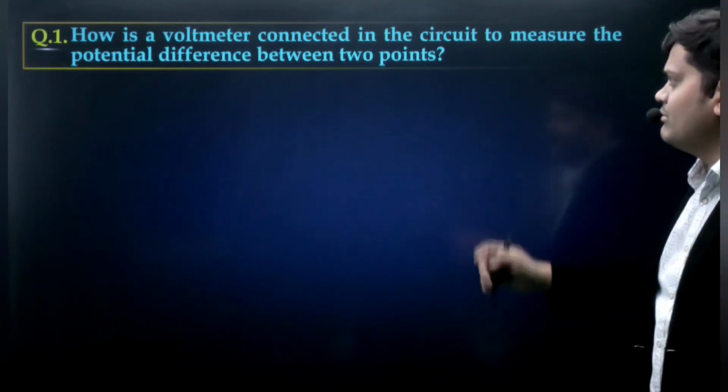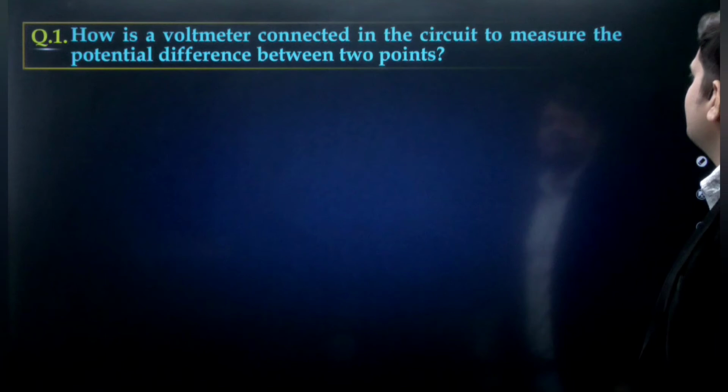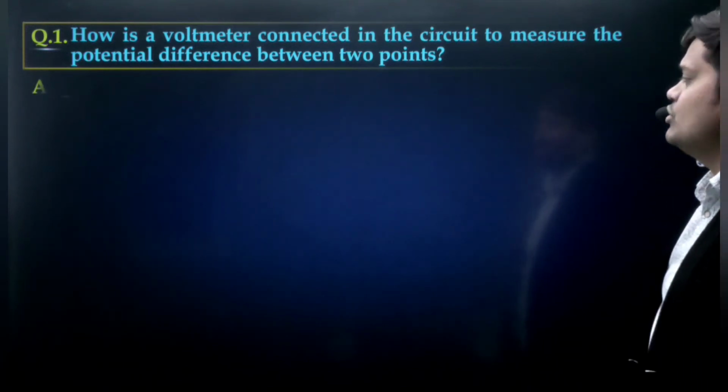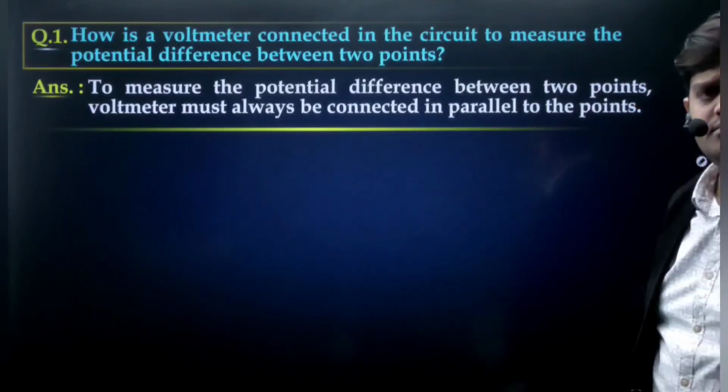So the key concept is that ammeter is always connected in series and voltmeter is always connected in parallel with the circuit. These are the key points. Second one, ammeter has a low resistance, voltmeter has the high resistance, okay. So now let me have a question. How is a voltmeter connected in the circuit to measure the potential difference between 2 points? In parallel, right? Complete the answer: in parallel.